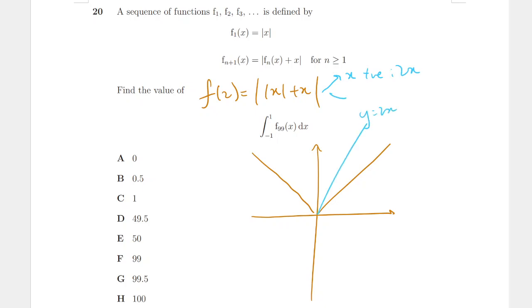Good. What if x is negative? Then this is simply 0, right? Because the x is cancelled then. So flat line here. So that is my f2. All right. Good.